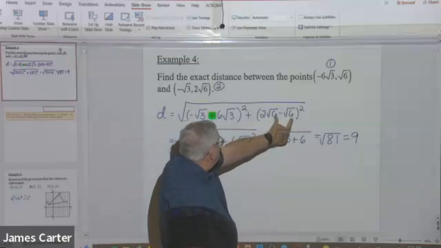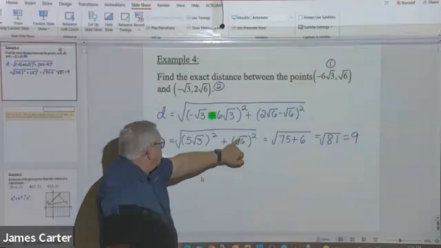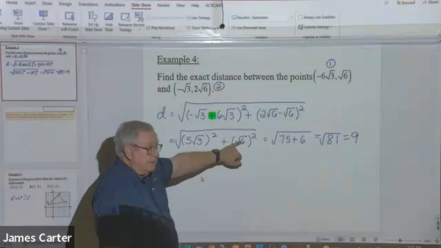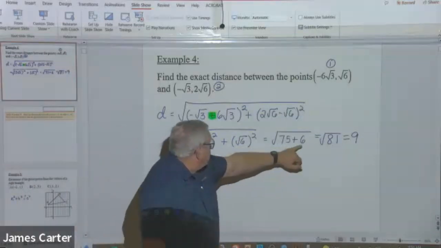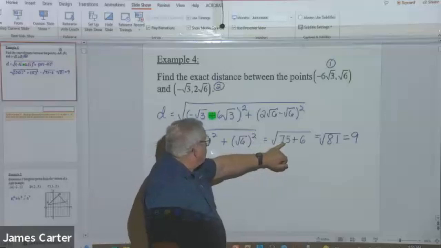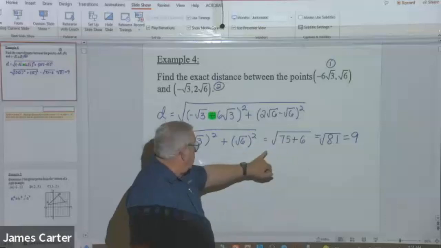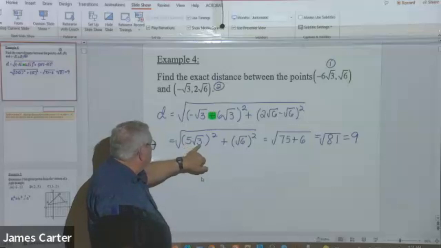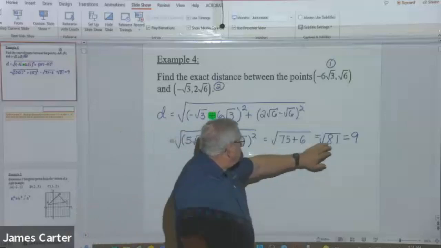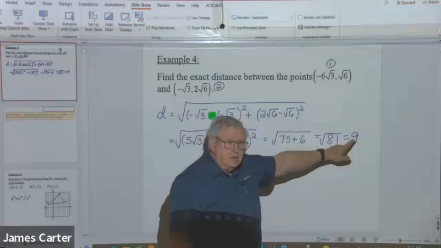These two, I have the same radical component. There's a hidden 1 there. So I get just simply radical 6. I square radical 6 and I get 6. I square 5 radical 3 and I get 25 times 3, from 5 squared and radical 3 squared. These two give me square root of 81, which of course is a perfect square, so we can use the equal sign this time.